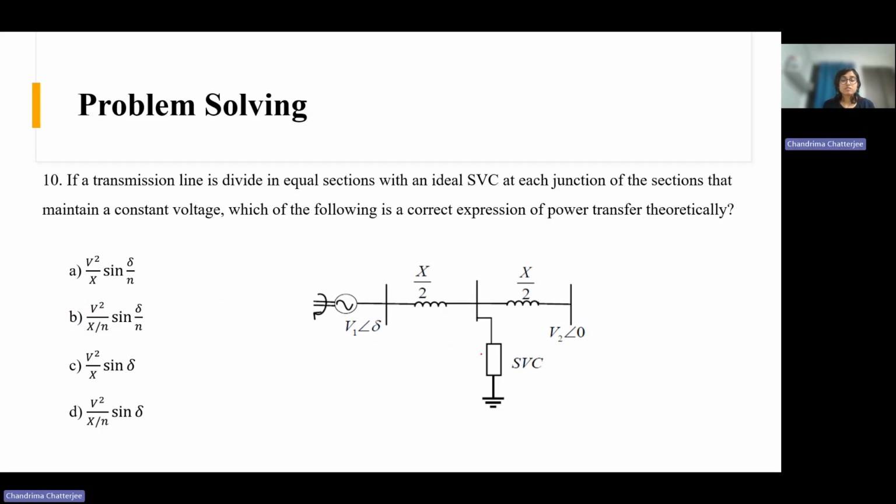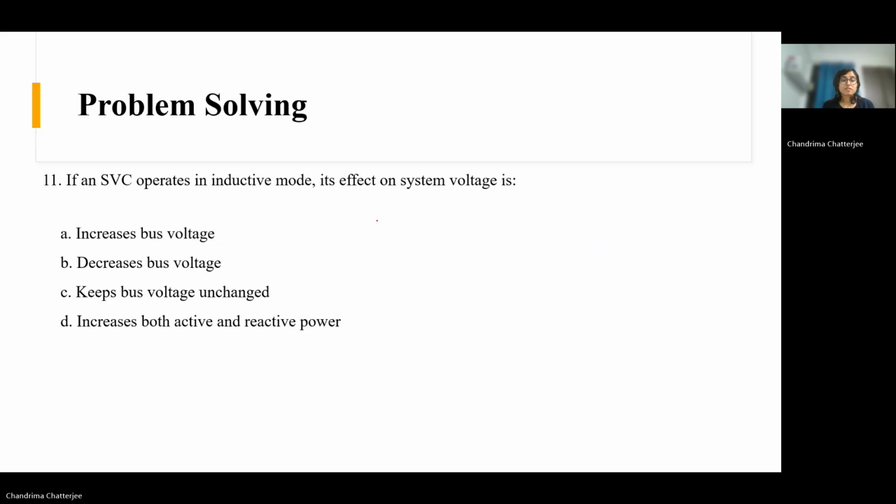Okay. So that's what I showed here for when there are two sections, and for n equal halves, this will be the expression. Okay. So the next question.